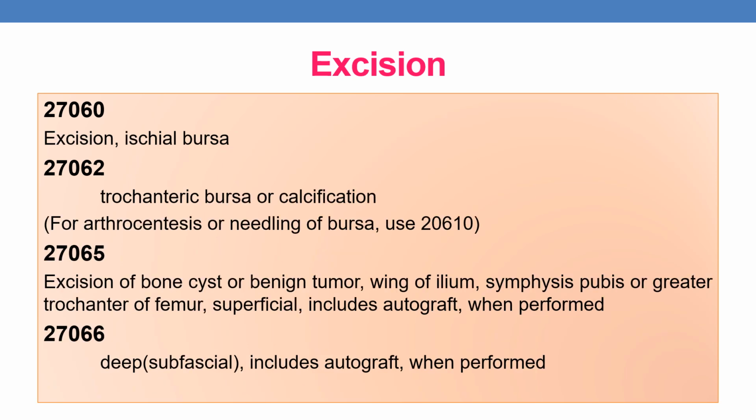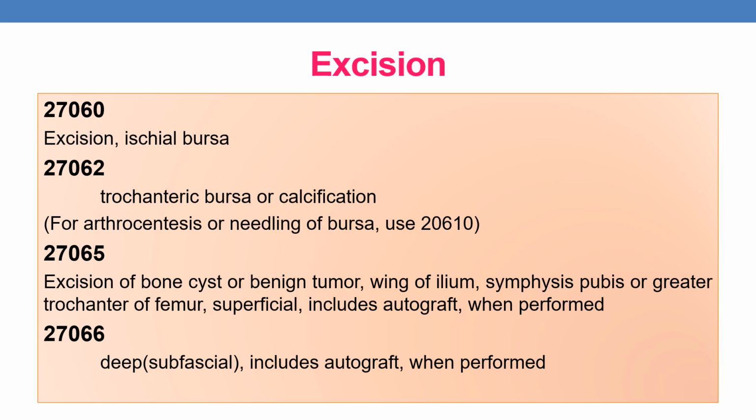The next CPT is 27060. It deals with excision of ischial bursa. The next is 27062, excision of trochanteric bursa or calcification. And for arthrocentesis or needling of bursa, use 20610.